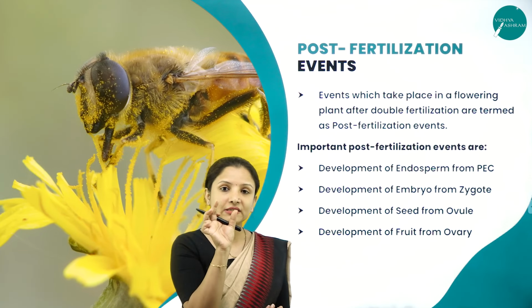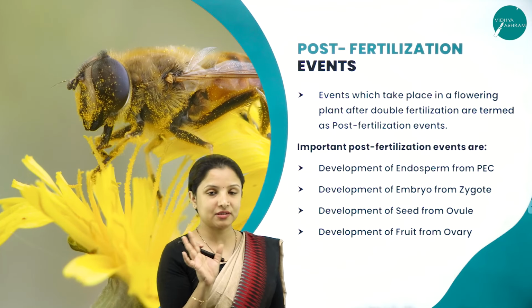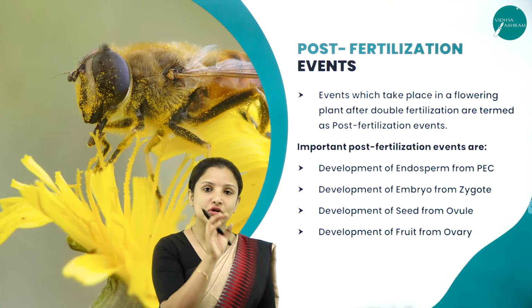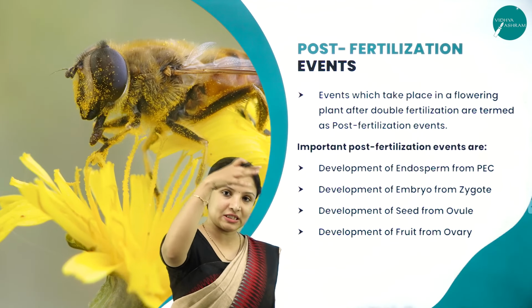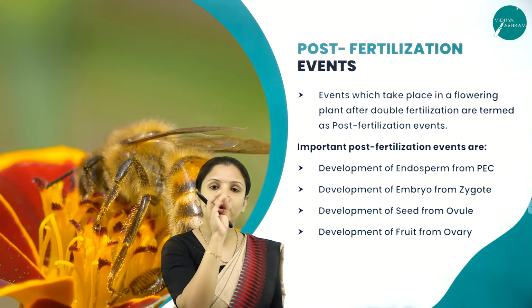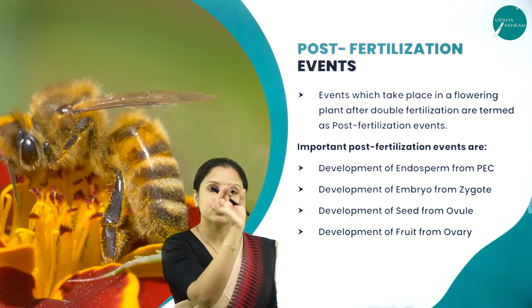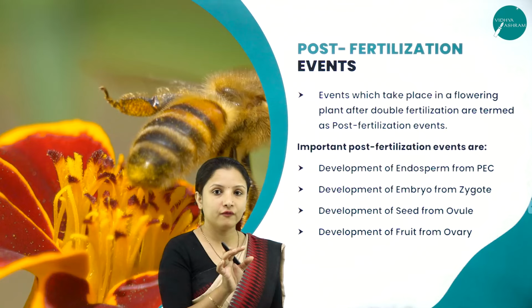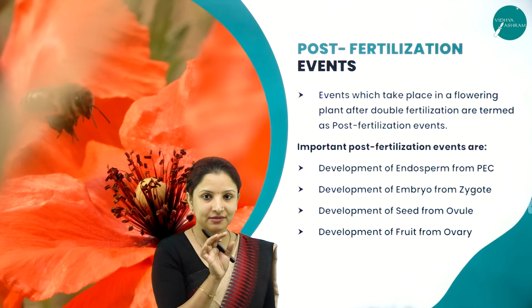Fertilization means the fusion of the male gamete with the female gamete, right? Here the male gametes came from the pollen grain, which had two male gametes. The pollen grain will fall on the stigma. If it is compatible, then it will germinate and produce the germ tube or the pollen tube. That pollen tube will travel through the style and reach the opening of the ovary or the embryo sac, wherein the micropyle is situated.